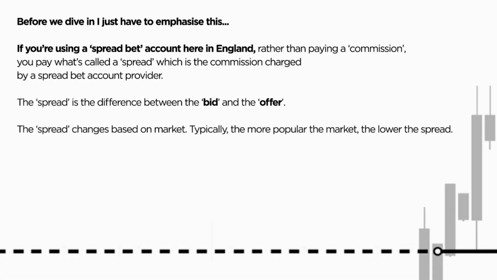Now, the spread changes based on markets, okay? And typically, and to keep this really simple and beginner friendly, the more popular the market, the lower the spread. So as an example, let's take the euro-dollar currency pair. Now, it's one of the most liquid markets, i.e. one of the most actively traded markets in the world, and thus the spread will be lower on this market because of that. And on the other side of this, if you look at perhaps unusual, lesser known stocks, the spread will tend to be higher on these markets and so on.